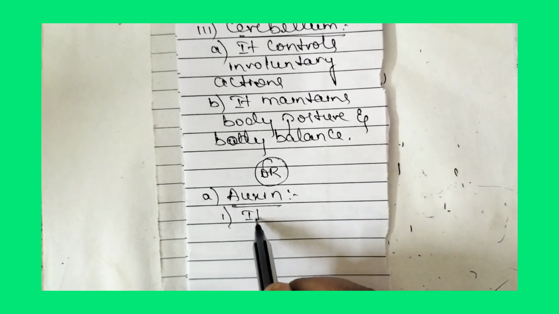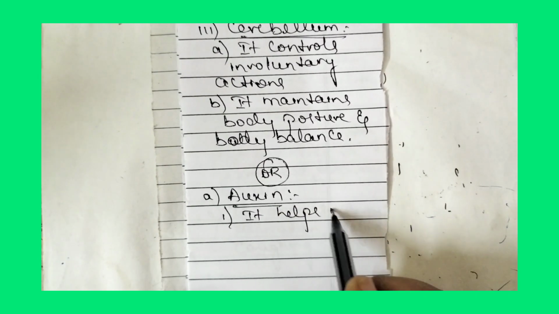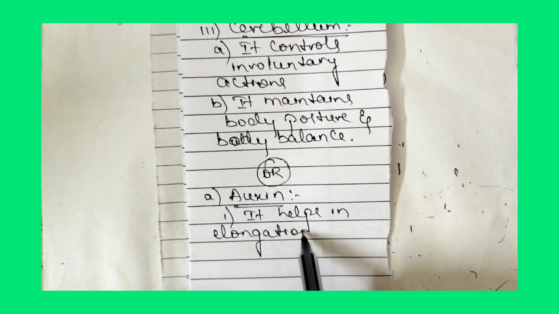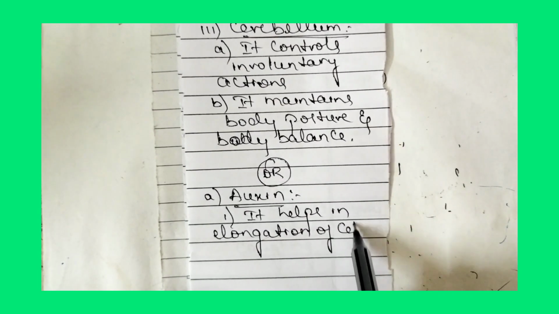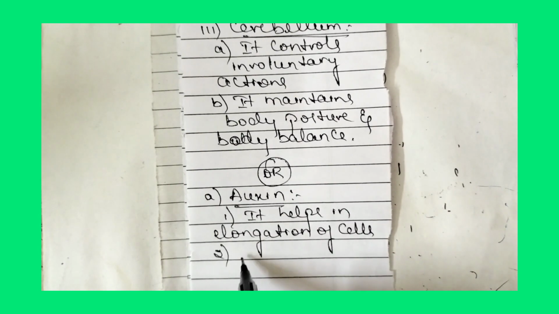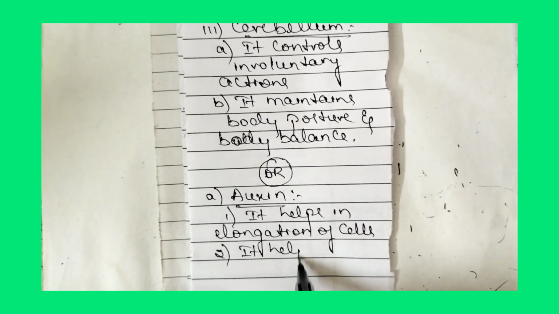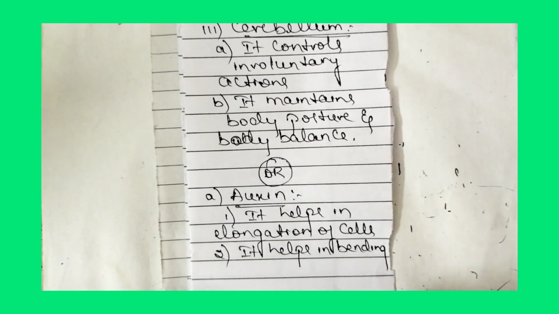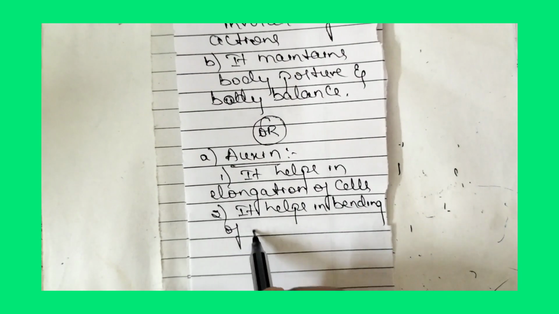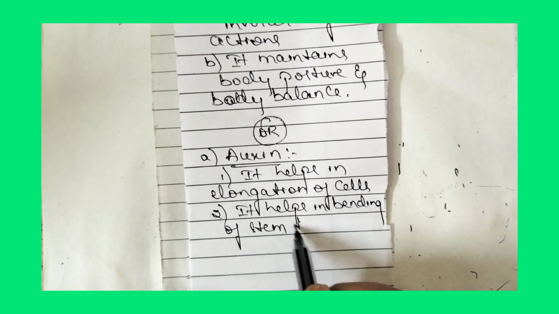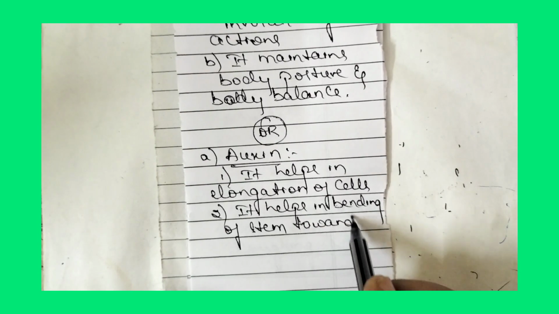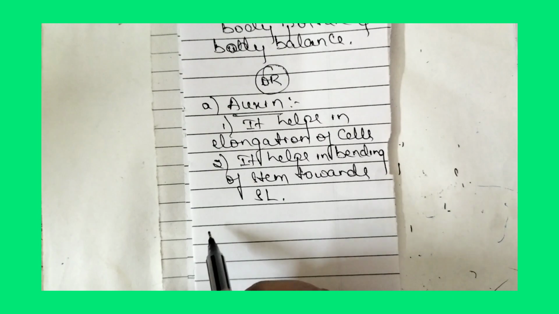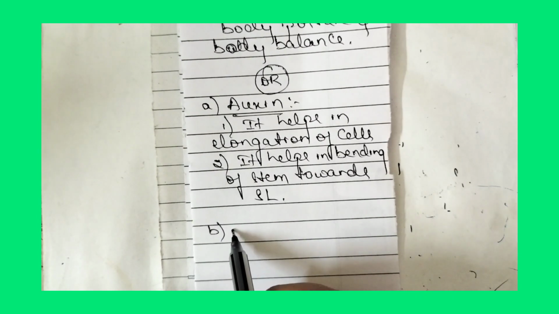ಮೊದಲನೇ ಫಂಕ್ಷನ್ ಆಫ್ ಆಕ್ಸಿನ್, it helps in elongation of cells. ಎರಡನೇದು, it helps in bending of stem towards sunlight. So these are the two functions of auxin.